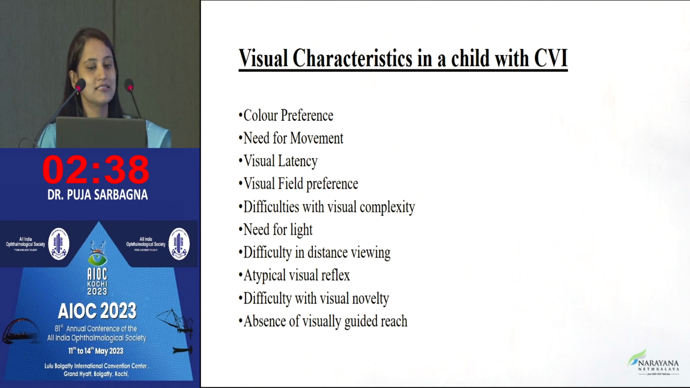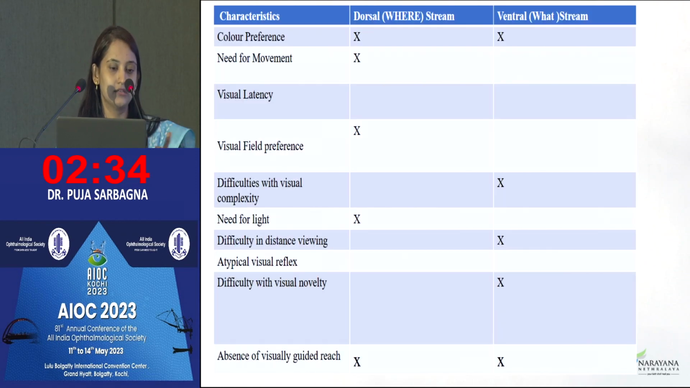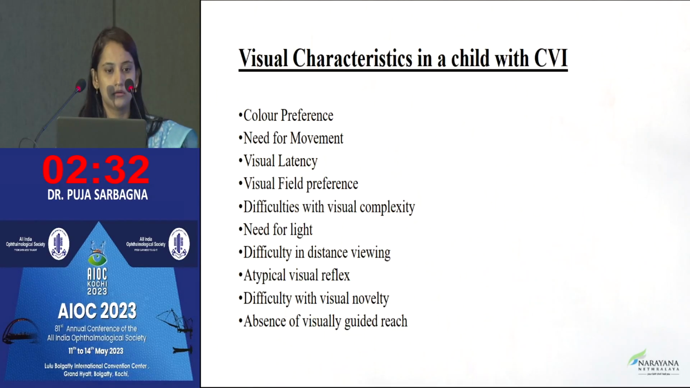Now the visual characteristics in CVI, mainly there will be 10 characteristics. One is color preference, need of movement, visual latency, visual field preference, difficulty with visual complexity, need for light, difficulty in distance viewing, atypical visual reflexes, difficulty with visual novelty, and absence of visually guided reach.